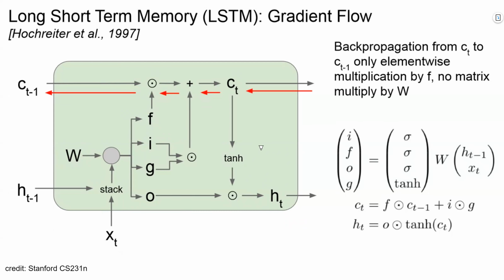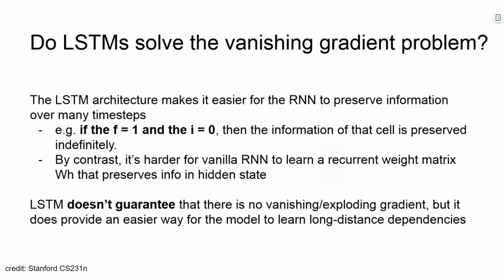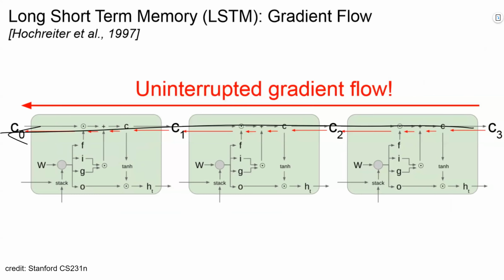And as you can see here, backpropagation from C_t to C_t-1 involves only element-wise multiplication by F, no matrix multiplication with W. And as you can see here, this generates a new path for the gradient. This gradient is not interrupted. Okay, and this is similar to a residual connection.